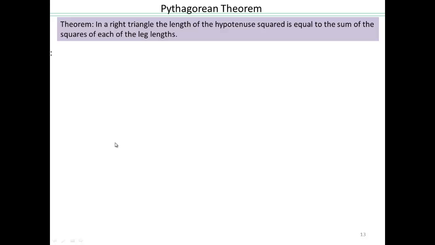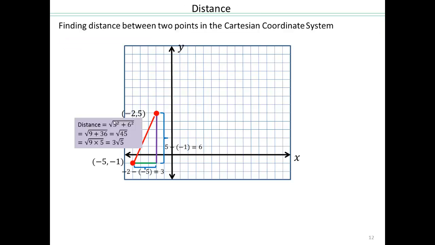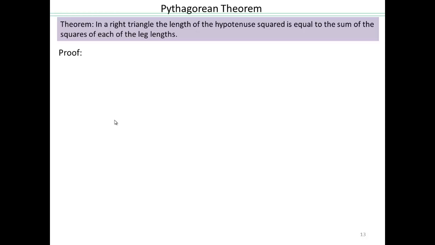So in general, then, the distance formula should be just computing the distance using the Pythagorean theorem. So before we formally write down how to find distance between any 2 points in the coordinate plane, let's just quickly review in case some of you do not know the Pythagorean theorem. The Pythagorean theorem says that in a right triangle, the length of the hypotenuse squared is the sum of the squares of each of the leg lengths.